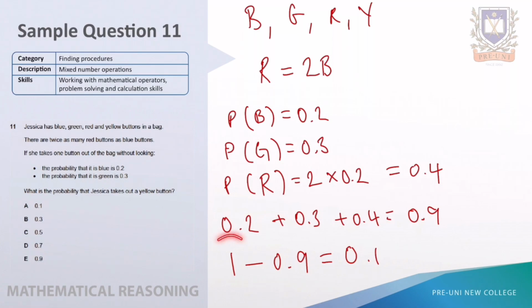Because we know that probabilities should always equal 1, and we know that these are the sum of the other three colors, which makes 0.1 the probability that a yellow button would be picked out. And so we can circle that A, 0.1, is the answer. So students can work out these types of questions in a logical mathematical format using several pieces of information together to help create and find the answer.